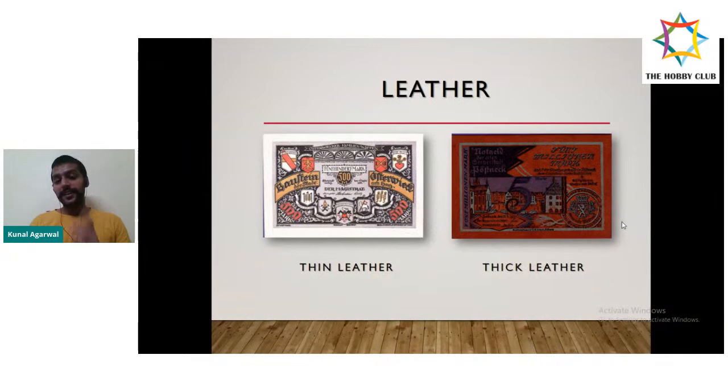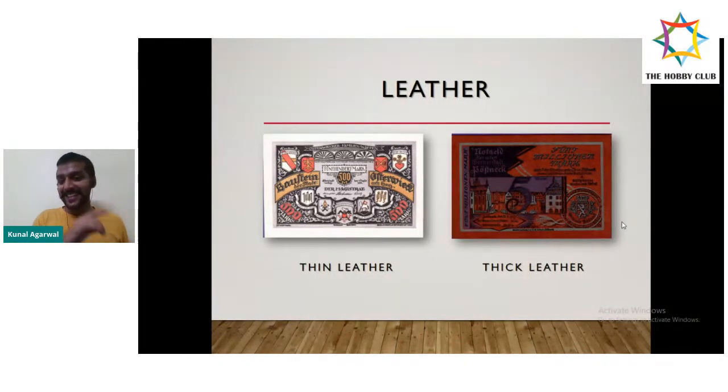Leather. So this is again something very interesting. Leather, the thin leather one, which is on the left, it was used to make gloves. And now, when such times of crisis were there, again the local authorities, together with the local companies, thought like this should be something local. The material that they use should represent locality. So they used this glove making leather for making money.